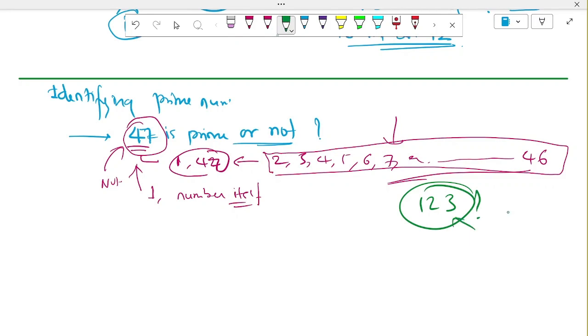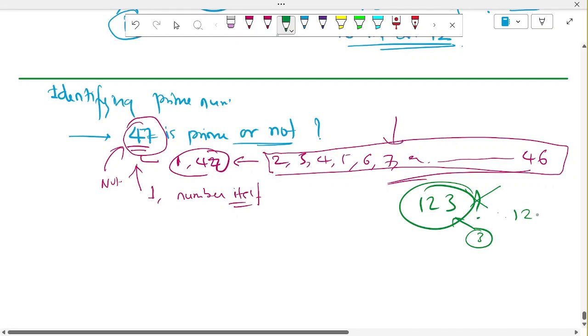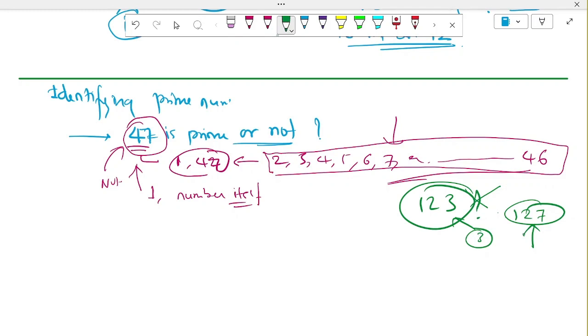It is obvious that this is divisible by 3, that's why this is not a prime number. But if it is 127, how will you check for this? For that you will require a rule, a simple method. Now let me explain using this 47.